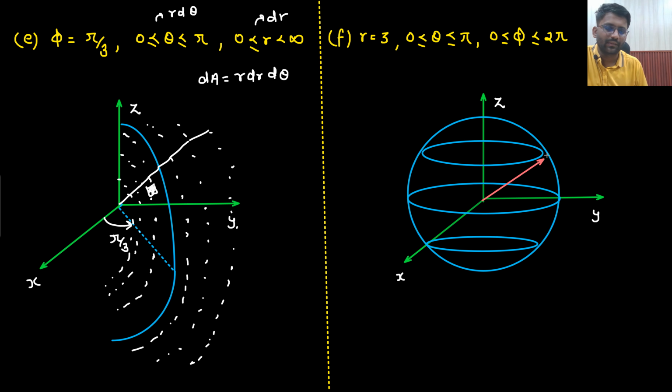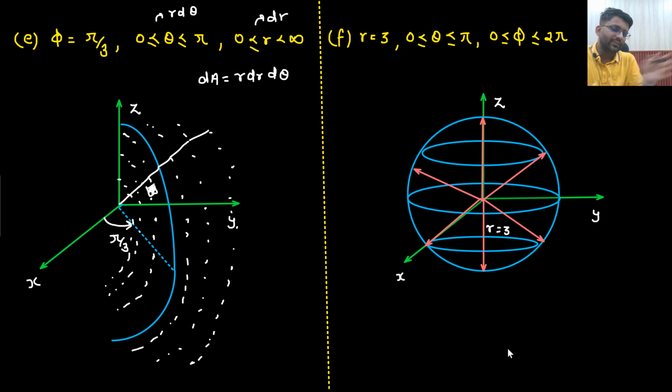And here this r is fixed. Everywhere the r is fixed. The value of r is fixed everywhere. The value of r is equal to 3.